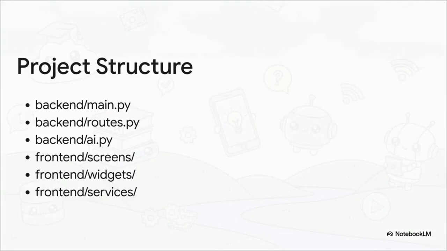Naturally, as you wire all this together, keeping your code organized is absolutely vital. Your final project directory needs to be cleanly separated. You'll have a backend folder holding your main server logic, routing, AI API calls, and database management. Then, your front-end Flutter folder organizes the UI into screens, reusable widgets, and API services. This strict separation of concerns means that as your app scales up, your code remains clean, readable, and, trust me on this, incredibly easy to debug.